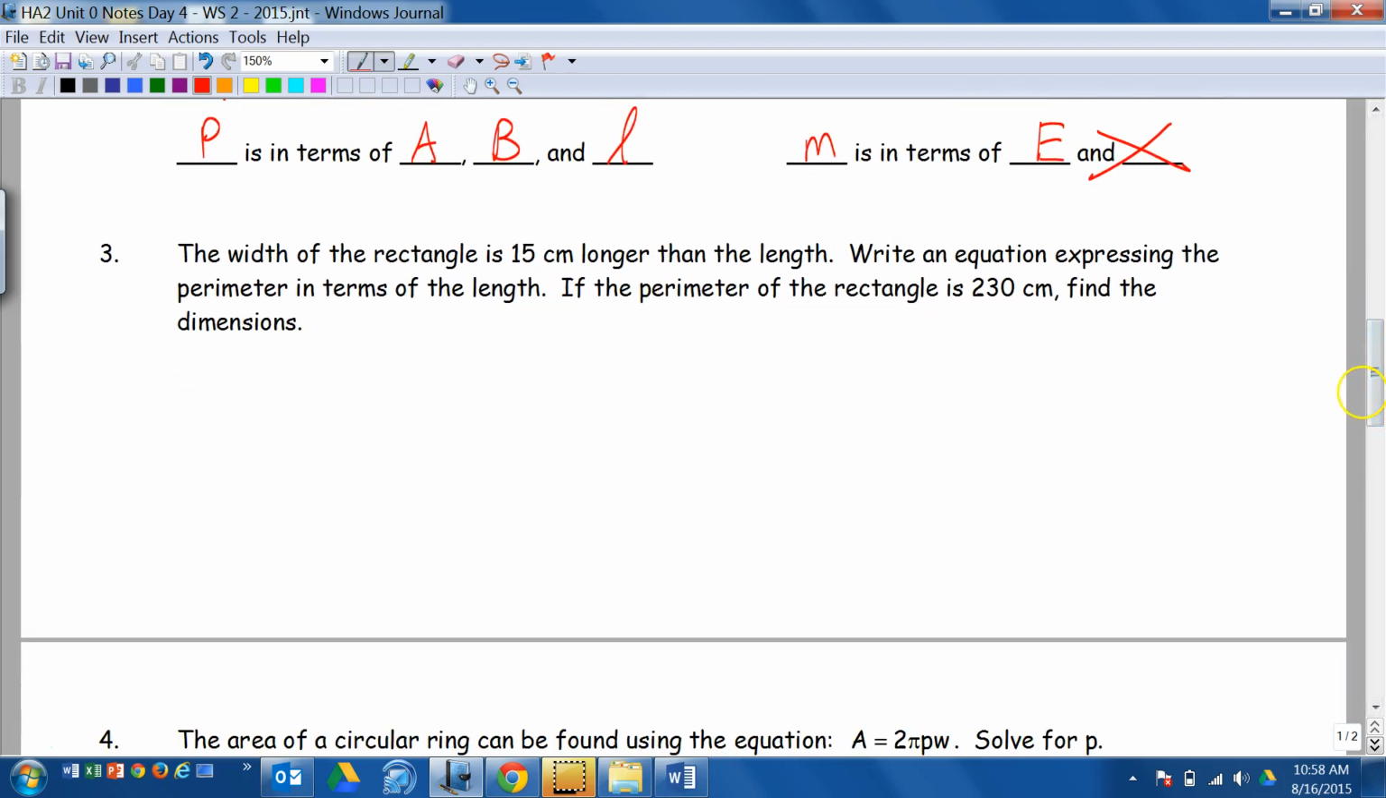Alright, the width of a rectangle is 15 centimeters longer than the length. For these kinds of literal word problems, I like to just write down what they state as it goes. So I know that W is equal to 15 plus L. Write an equation expressing the perimeter in terms of the length. So now I need an equation for a perimeter. If I say that this is W and this is L, how do we find the perimeter of a rectangle? Well, it's L, L, W, and W. So it's 2L plus 2W.